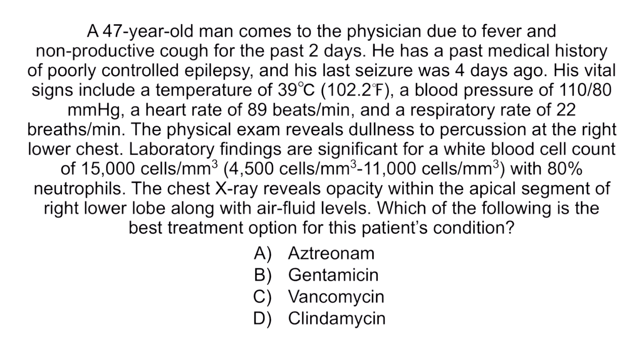Let's conclude this lecture with a board-style question. A 47-year-old man comes to the physician due to fever and non-productive cough for 2 days. He has a past medical history of poorly controlled epilepsy, and his last seizure was 4 days ago. His vital signs include a temperature of 39 degrees Celsius, blood pressure of 110/80, heart rate of 89, respiratory rate of 22. Physical exam reveals dullness to percussion at the right lower chest. Laboratory findings are significant for a white blood cell count of 15,000, with 80% neutrophils. The chest X-ray reveals opacity within the apical segment of right lower lobe along with air fluid levels.